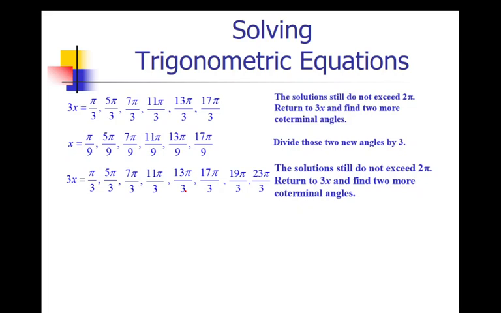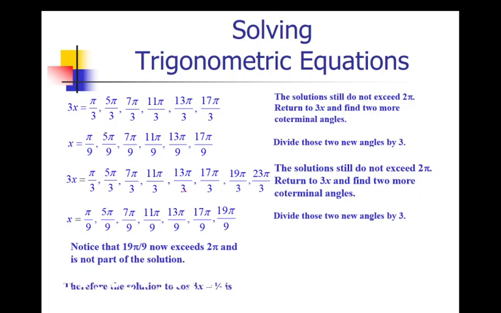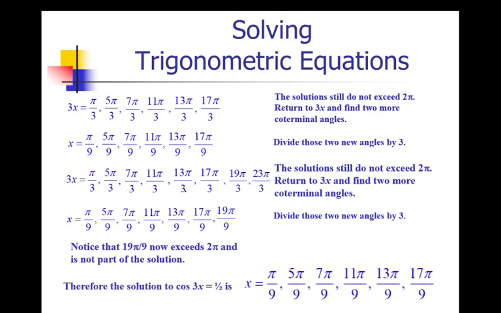Now you could have probably stopped on the last one. Because obviously 17 pi over 9, if we add another one, we're going to end up over 2 pi. But I just want to show you, if you divide those by 3, we're now past 2 pi. So that's not a solution. So therefore, our solutions are all the way up to 17 pi over 9.